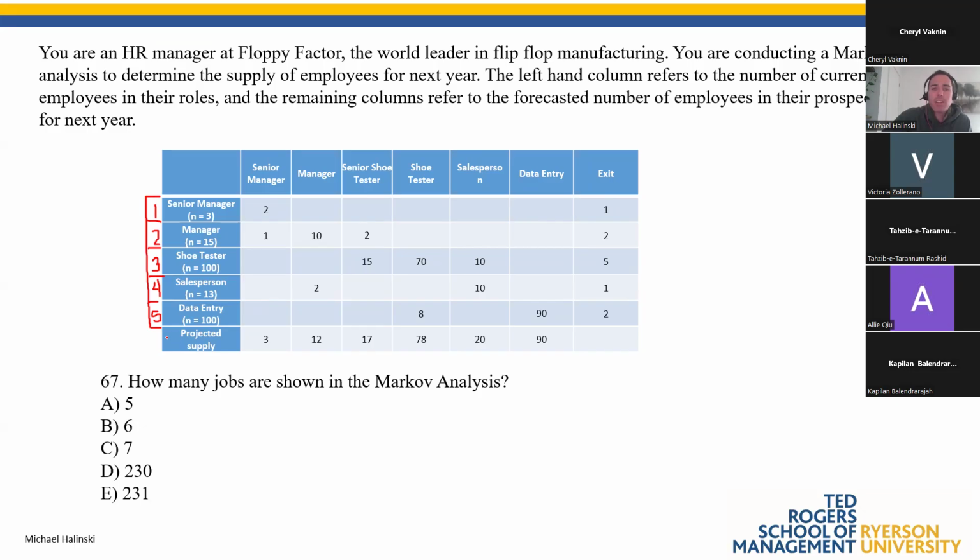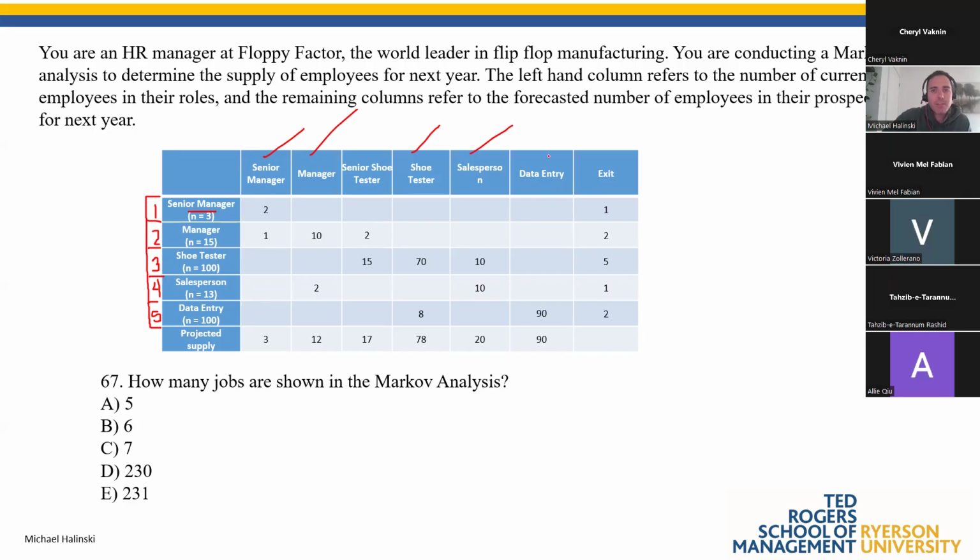However, I tried to do a little trick when I wrote this question. You'll see that there's a senior manager and a manager, a shoe tester, a salesperson, data entry, and then we have the shoe tester and a senior shoe tester. So in this case, we actually created a new job next year. That was the idea. That's the trick.